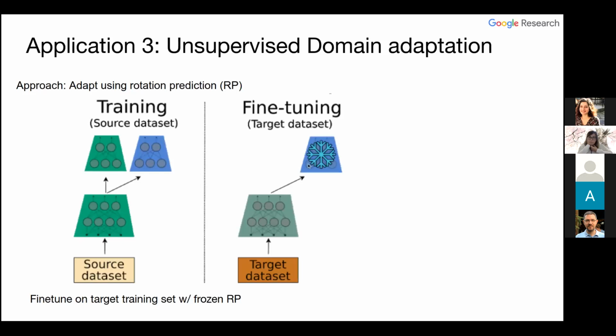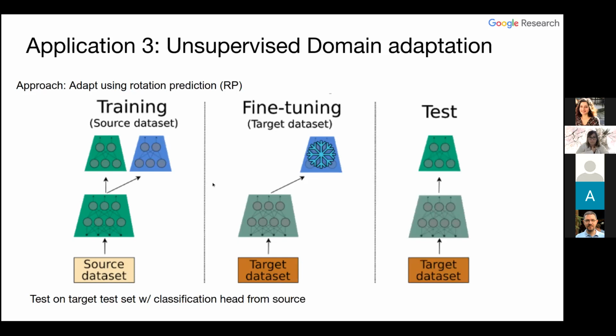And because this auxiliary task head predicts rotation, which is unsupervised, we can then do basically fine-tuning on the target domain without having the need for labels. And because we freeze this auxiliary task head, this kind of provides a constraint again on the features that can be produced by the feature extractor here, and prevents it from becoming incompatible with the classification head from the source model, so that we can then recombine them and test on the target dataset.